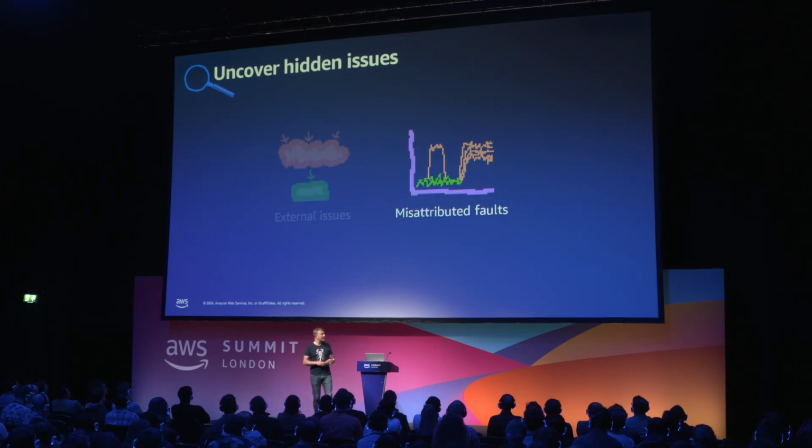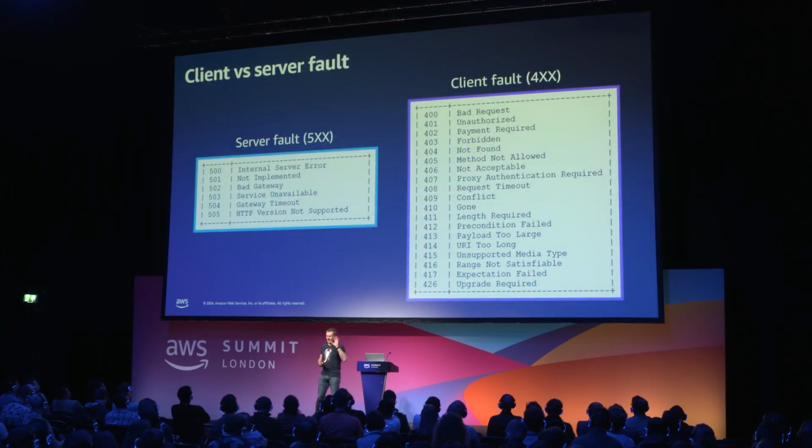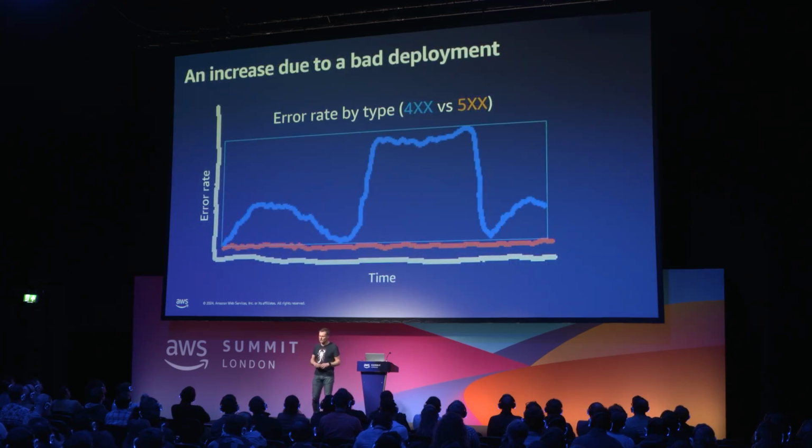Misattributed faults are an odd one. I've spent many, many hours, usually in the middle of the night, trying to figure out where the problem lies. A good example has always been server faults versus client faults in the HTTP stack. So you've got those 400 messages coming through, or the 500 messages. And typically what you will do is you'll see an error rate kicking in.